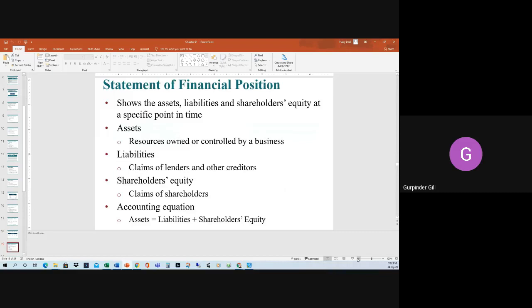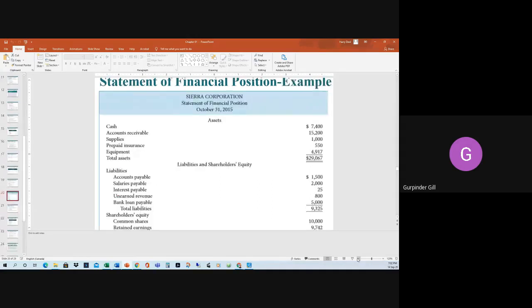Statement of financial position. This one is also called your balance sheet. It covers your assets, liabilities, and equity. This financial statement looks like a T account. If you draw a T account, that's what it looks like. On the left-hand side, we have assets. On the right-hand side, we have our liabilities and equity. You can put your assets, liabilities, and equity one below the other, or you can put them side by side. Either way works.